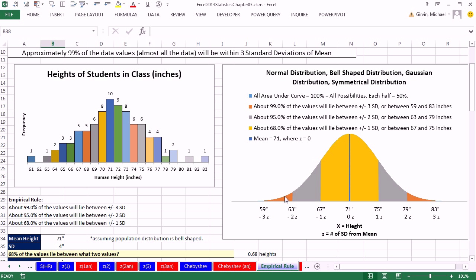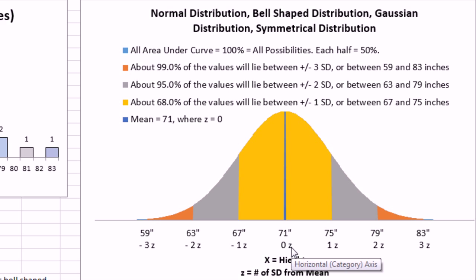And again, we'll calculate this exact curve in Chapter 6. But here, let's check it out. We're talking about z's, right? Right in the middle, there's our height. Average height, 71 inches, z of 0. Between plus 1 and minus 1 standard deviation, we've got 67 and 75. So what does that mean?